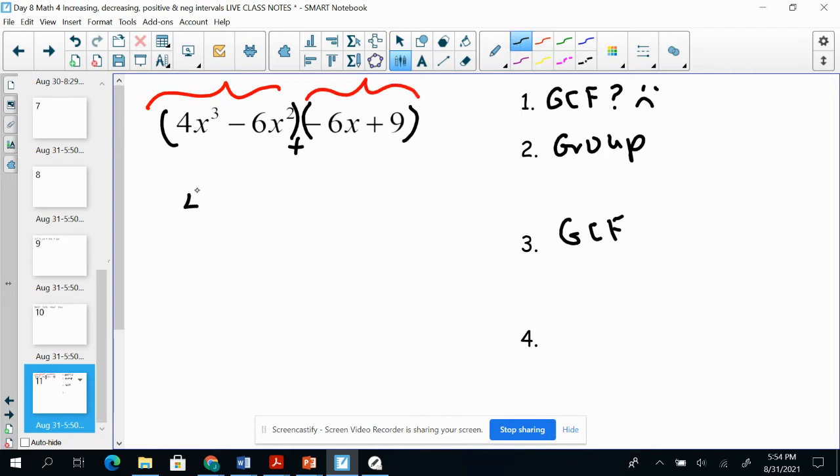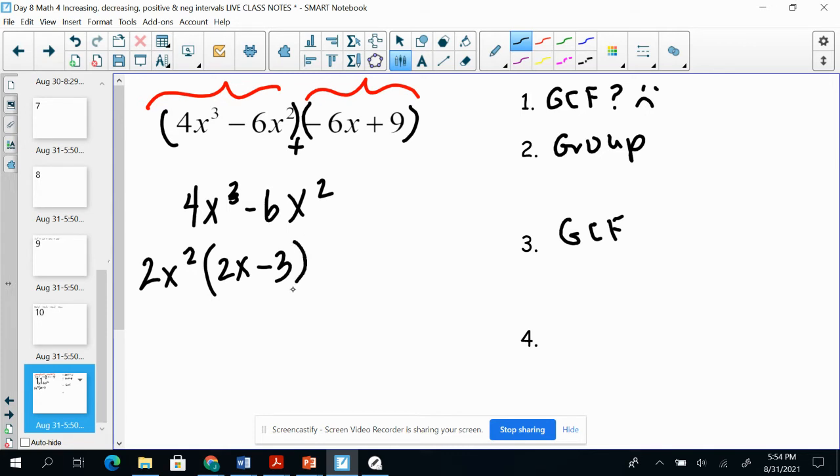Because this one is 4x cubed minus 6x squared, we're going to see what they have in common. 4 and 6 both have a 2 in common for sure. And they both have x's. There's 3 x's here and 2 x's here, so there's at least 2. So take out 2x squared. 2 times what gives me 4? It's going to be 2. And if I take 2 x's out, I'm going to be left with 1 x. And 2 times what gives me a negative 6 would be a negative 3. If I take out 2 x's and there was only 2 x's, we're done.